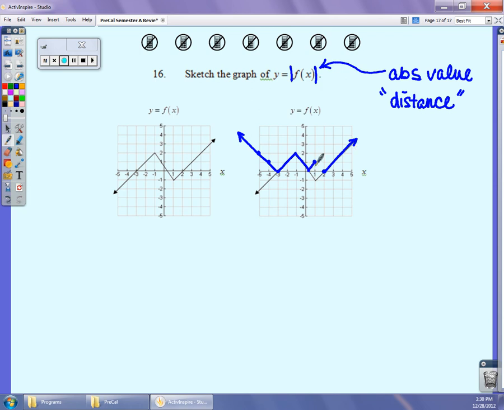But now let's just fix this little section here. Wherever we had negative values before, we now have positive values. The negative old values were in red, the positive values are now in blue. And the blue graph is the sketch of y equals absolute value of f of x.